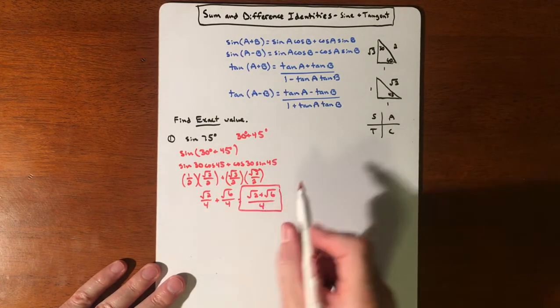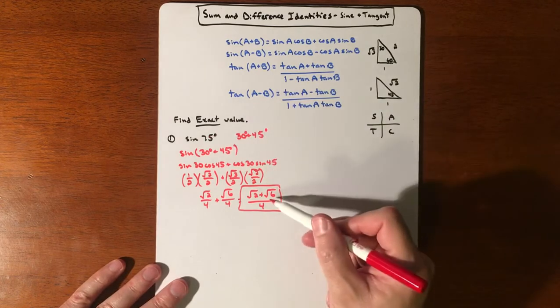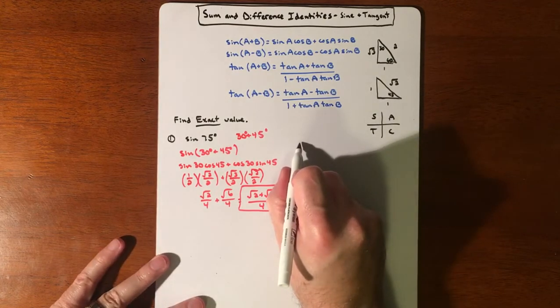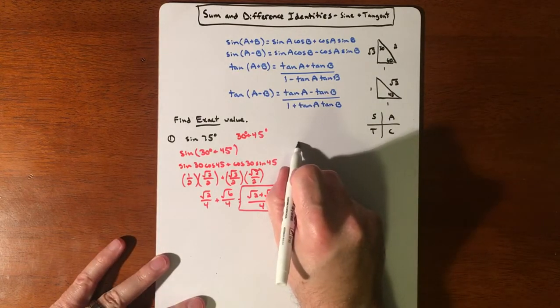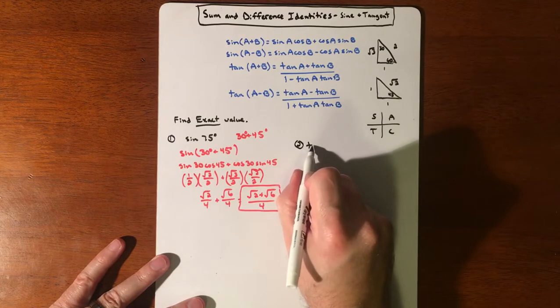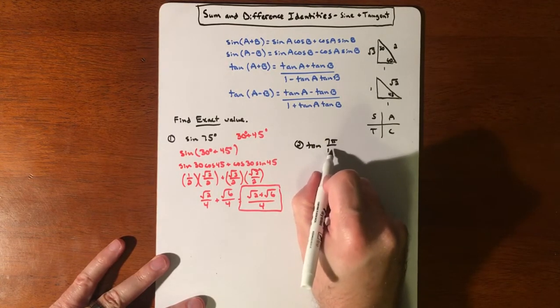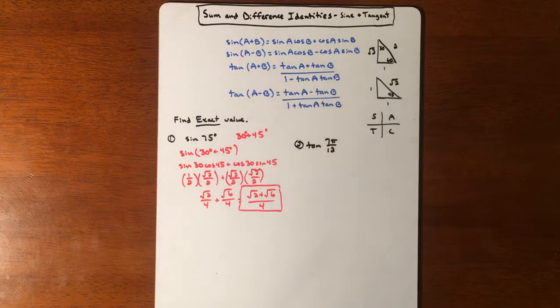And again, you can verify this by plugging both into the calculator, and they should turn out to be the exact same thing. So the next example is a tangent problem. Tangent of 7 pi over 12. So radians is a little more complicated.